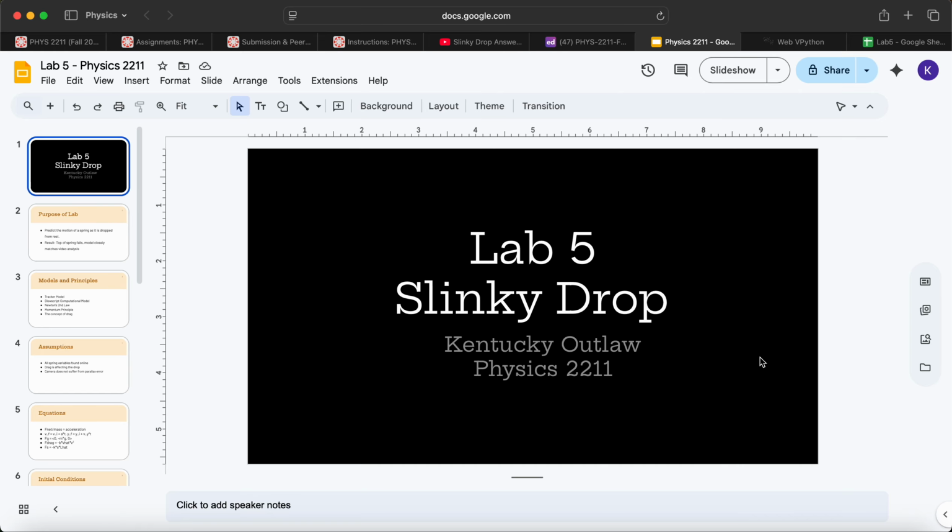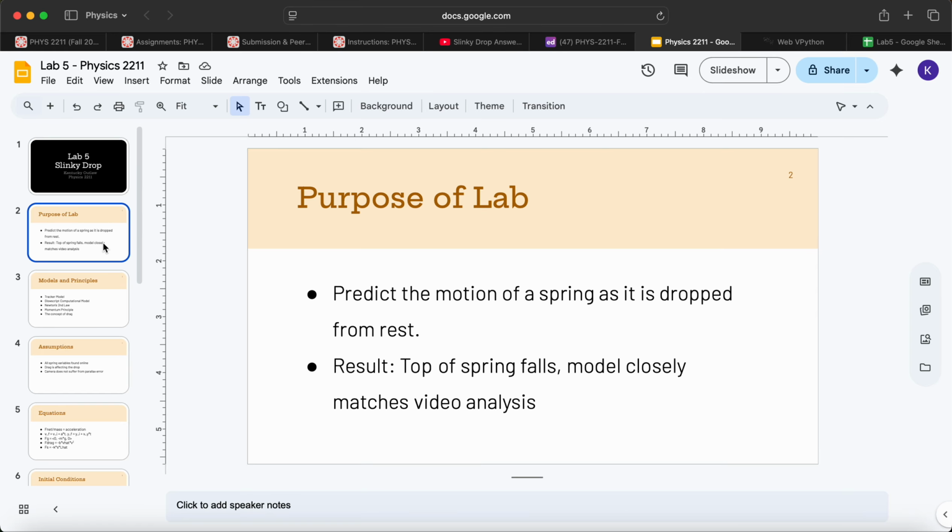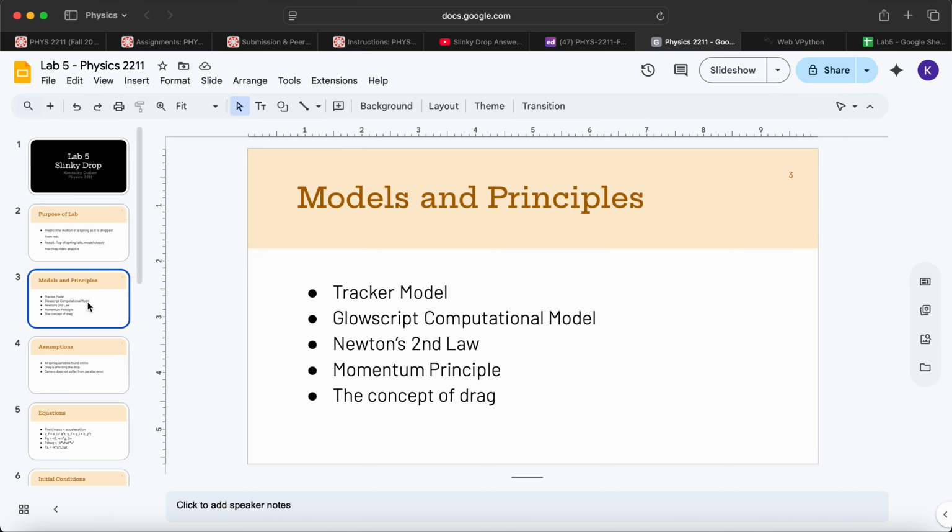Lab 5, we are focusing on a slinky drop. The purpose of this lab is to predict the motion of a spring as it is dropped from rest. In our results, we find that the top of the spring falls and our model closely matches our video analysis, and the bottom will remain stationary in both analyses.